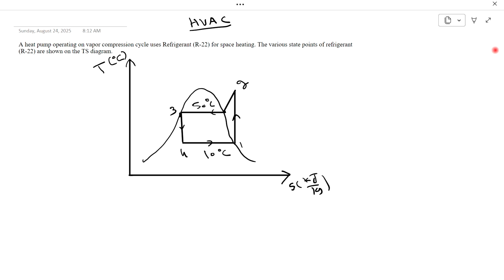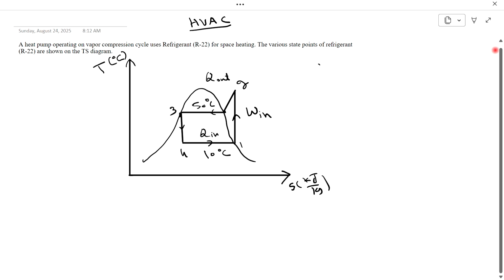This is from 1 to 2. This is the compressor, and compressor work input is done. From 2 to 3, this is the condenser, and heat is rejected in the condenser. 3 to 4 is the expansion valve. This is an isenthalpic process. And 4 to 1 is the evaporator, and in the evaporator heat is supplied to the system.